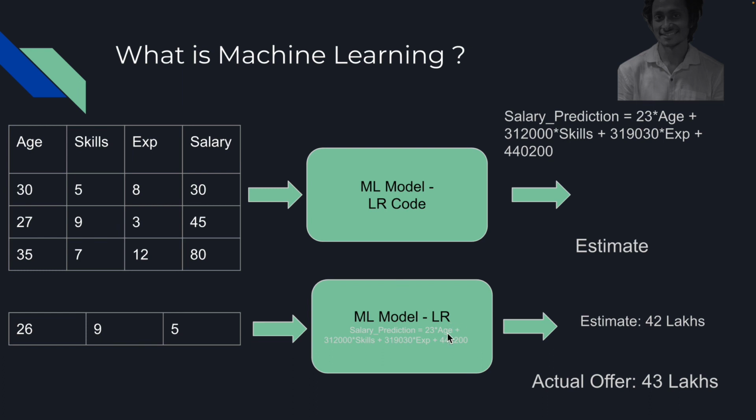Simply, all it does is substitute age 26 here, skills 9 here and experience 5 here to be able to arrive at this number, let's say. And it is very close to the actual offer made. So we would say the machine learning model has learned the pattern in a very good manner, and it is able to estimate and predict the target variable, which is the salary, in a very good manner.